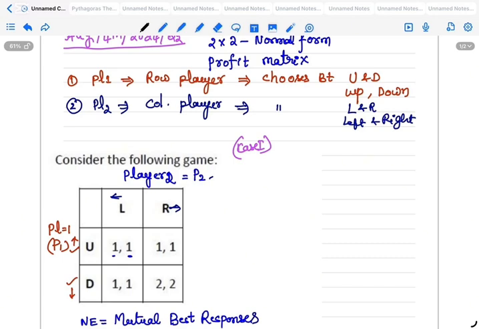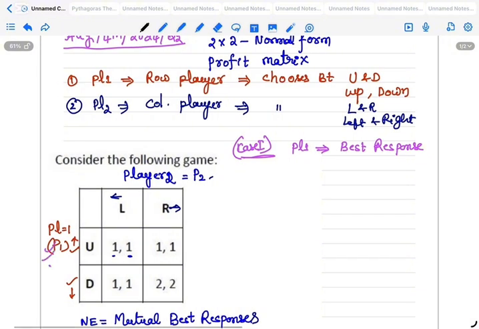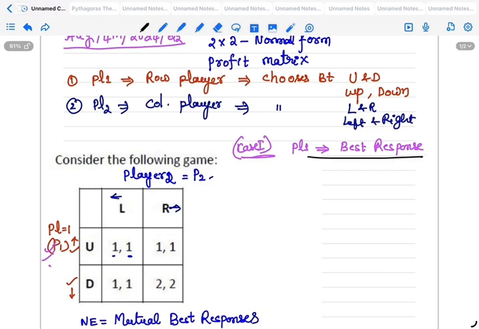So first case, find player 1's best response. How to find player 1's best response? That is this red color, player 1's best response. Player 1 chooses between U and D, right? So that depends on how player 2 plays. If player 2 plays, player 1's best response is found.